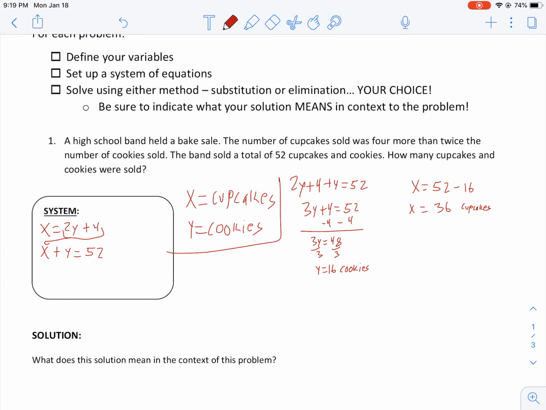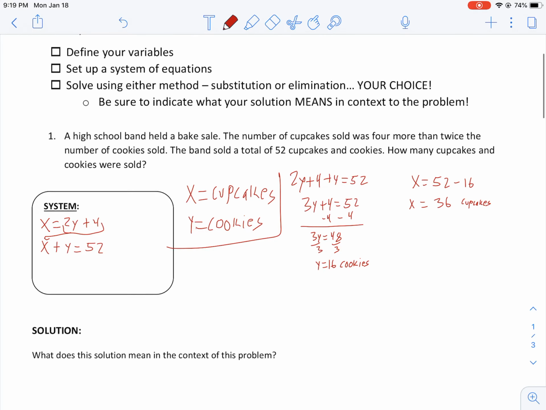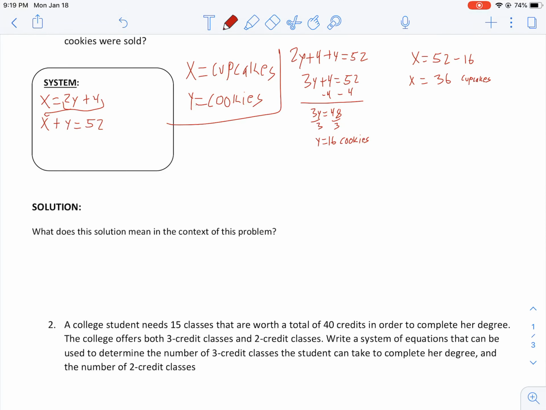These are hard because every single word problem could be different. But like I said, usually each sentence is going to be its own equation, and you go from there.